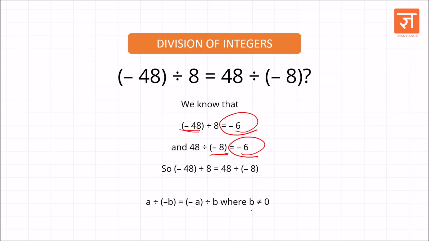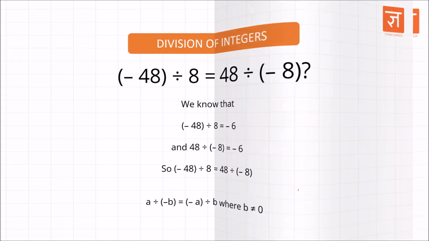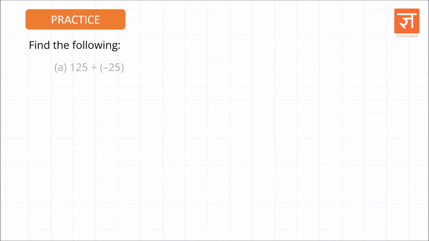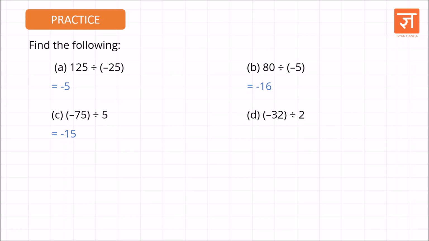Okay. Let's just practice a few. 125 divided by minus 25. Will the answer be positive or negative? Negative. And what will be the answer? Just solve it. You will get minus 5. 80 divided by minus 5. 80 divided by 5 comes to 16, and the minus sign. Minus 75 divided by 5, minus 15. Minus 32 divided by 2, minus 16. Clear? How did we solve it? When both are negative, the answer will be positive. Both negative, the answer will be in positive. What will be the answer? Yes.